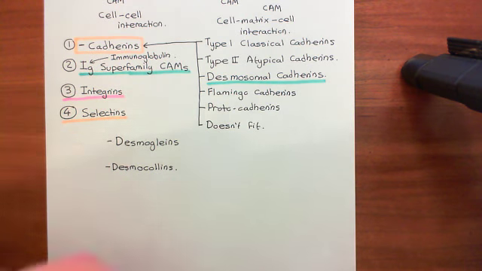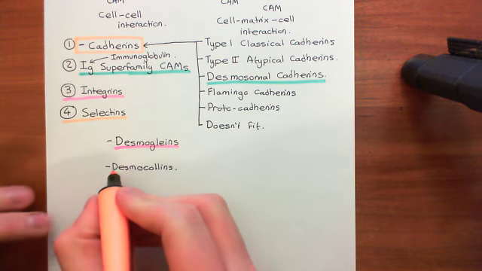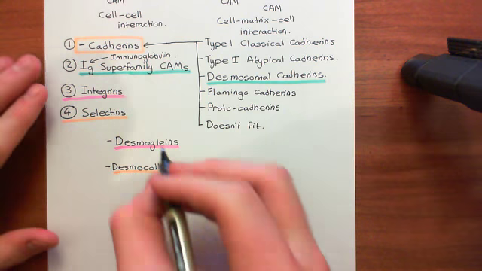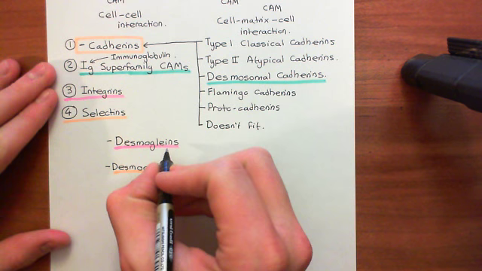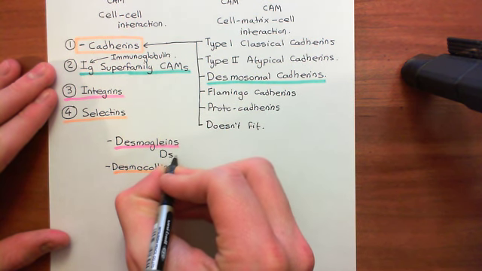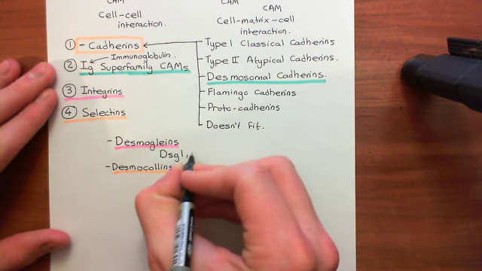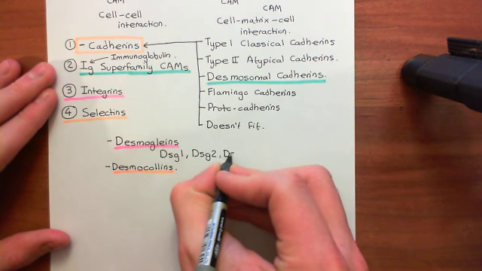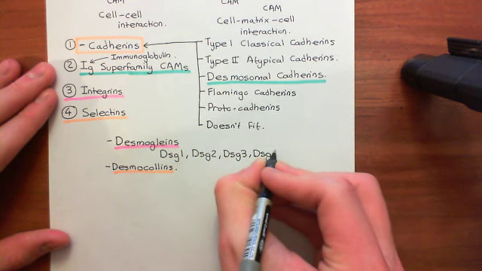There are the desmoglines, which I'll have in pink here, and there are the desmocolins, which I'll have in orange here. Okay, so there are four different desmogline proteins. Okay, there is desmogline 1. And for short, desmogline is abbreviated to DSG. So there is desmogline 1. There is desmogline 2. Okay, there is desmogline 3. And finally, there is desmogline 4.